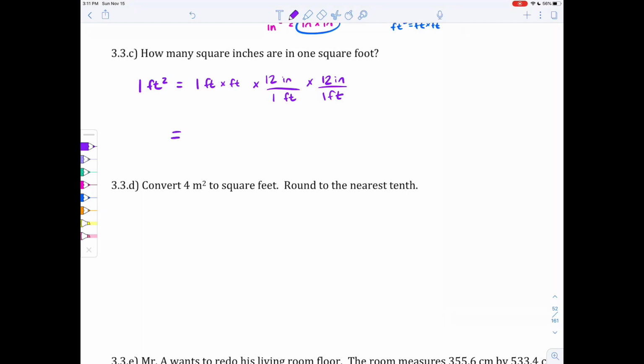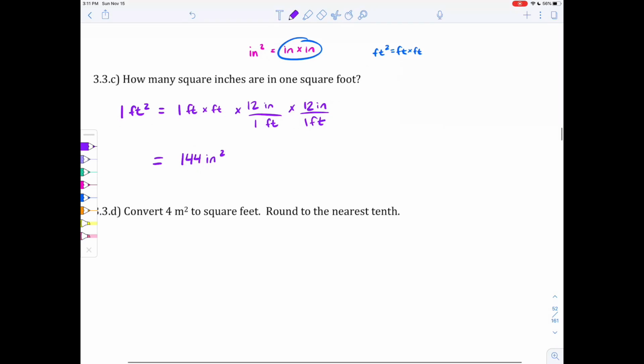All right, so I take 1 and multiply it by 12, and then again by 12, I end up with 144 square inches. And there is another way of looking at this as well. So we've seen it with the units, which is very necessary. You can actually see where everything cancels out.